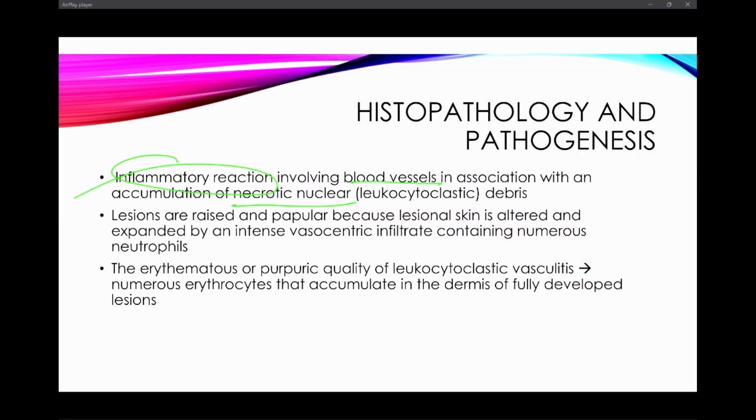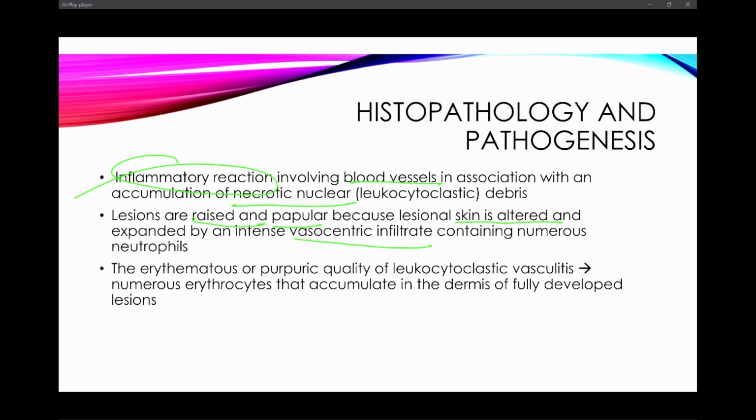Lesions are raised and papular because the lesional skin is altered and expanded by an intense vasocentric infiltrate containing all these neutrophils. So you having all these neutrophils go into that area, that's why you get a little bit of raised skin, because all those neutrophils go into the area, causing inflammation. That's why it's palpable.